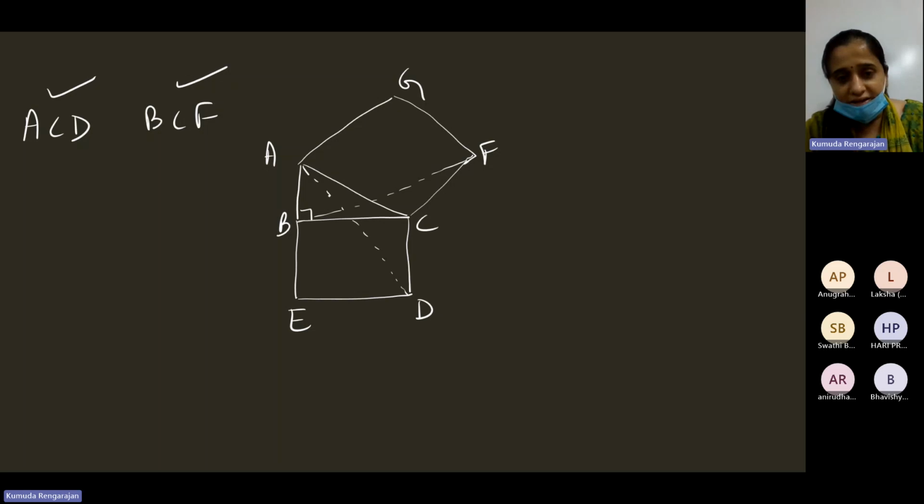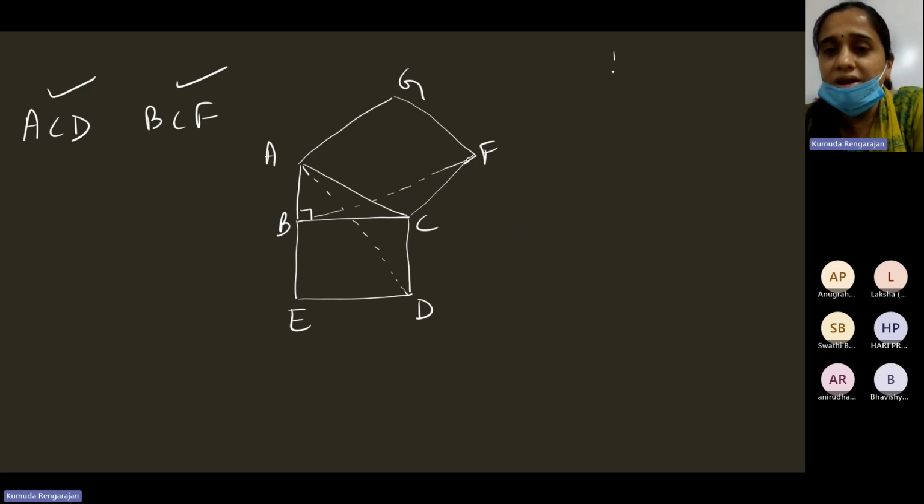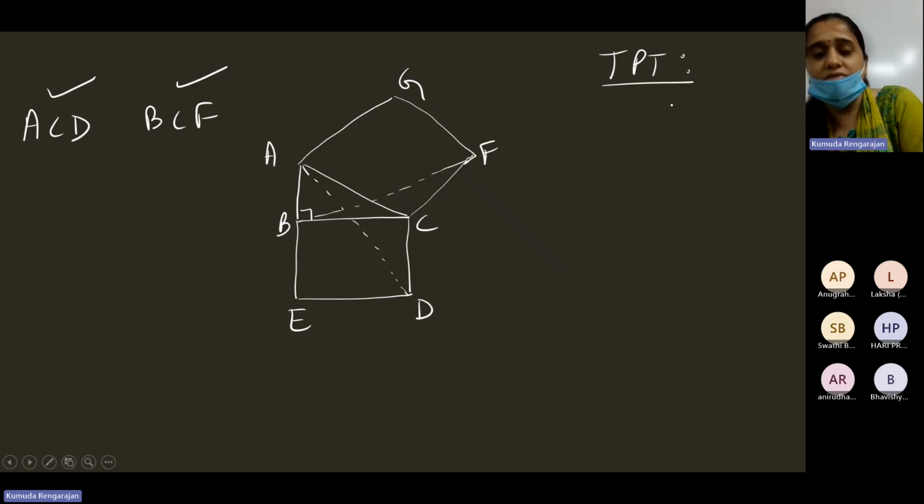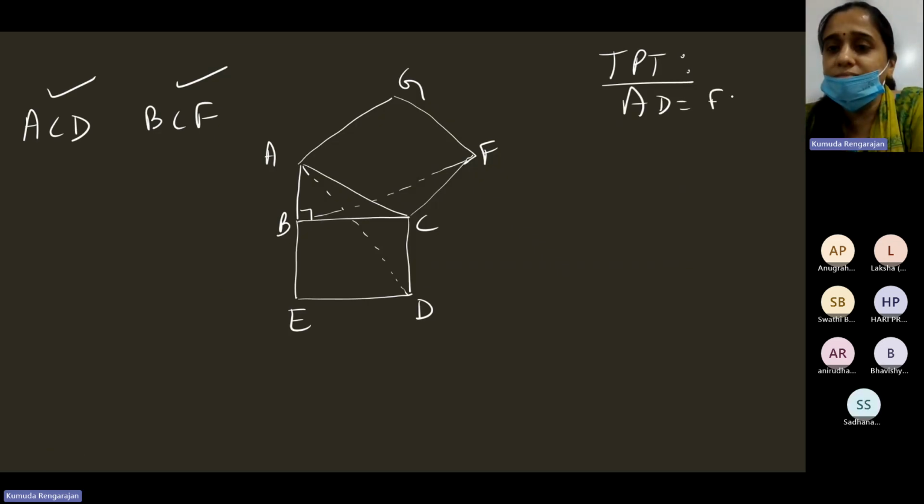We'll have to show that AD is equal to BF. AD was not connected, so you'll have to connect it. BF also was not connected, so you'll have to join BF. Now AD is in triangle ACD and FB, or BF, is in triangle BCF. Show that these two triangles are congruent, and by CPCT, you can get this result: AD is equal to FB. You need to prove that. I'll write 'to prove' here. AD is equal to FB.